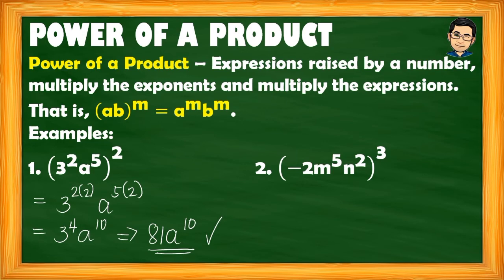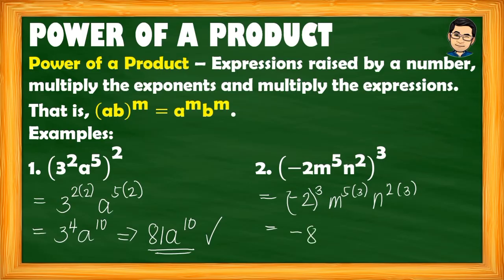Next, for number 2, so negative 2 raised to 3. And then M raised to 5 times 3. Then N squared, to 2 times 3. Ayan. So, negative 2 raised to the 3rd power. So, negative 2 times negative 2, positive 4. Times negative 2, negative 8.